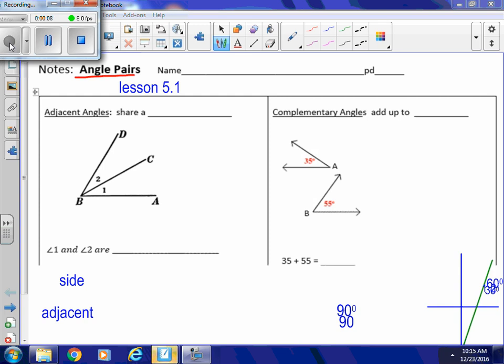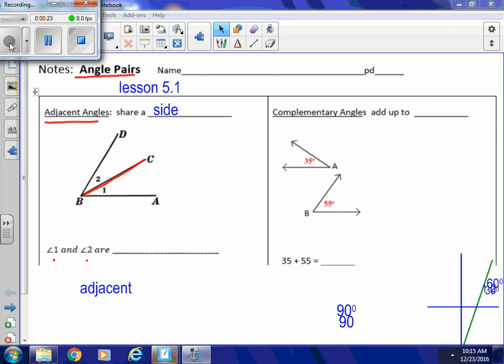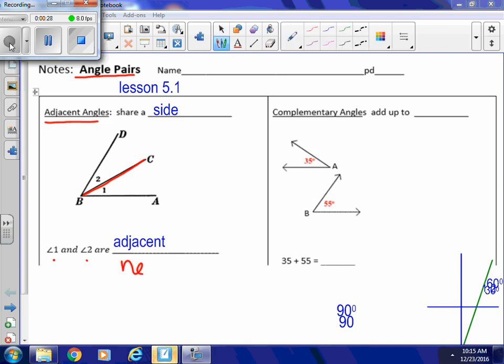First comes adjacent angles. Adjacent angles share a side. So in the diagram below, I can see that I've got two angles that share the side BC. So I know that angle 1 and angle 2 are adjacent. And adjacent just means next to.